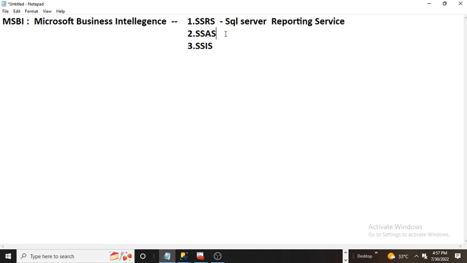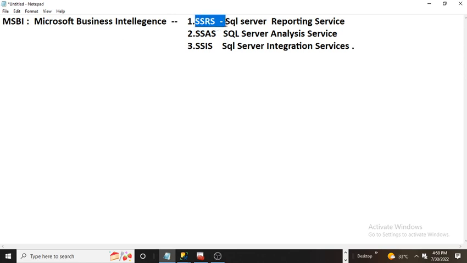Next, SSAS stands for SQL Server Analysis Services. Third is SSIS, which stands for SQL Server Integration Services. So these are the important services which are part of the MSBI suite. And if you want to be an MSBI developer, you can either learn only SSRS, that's fine.